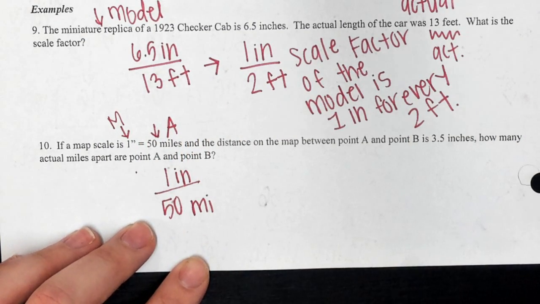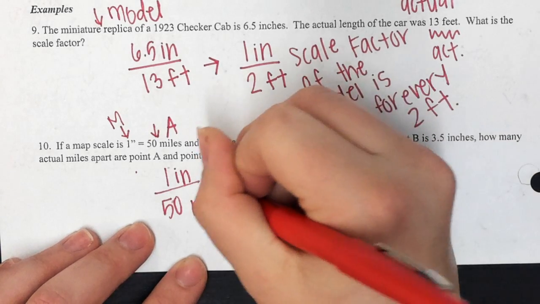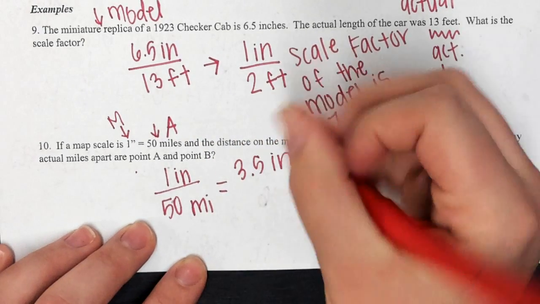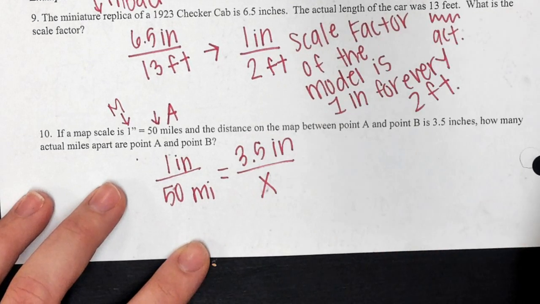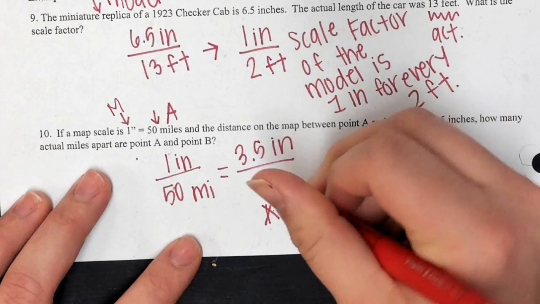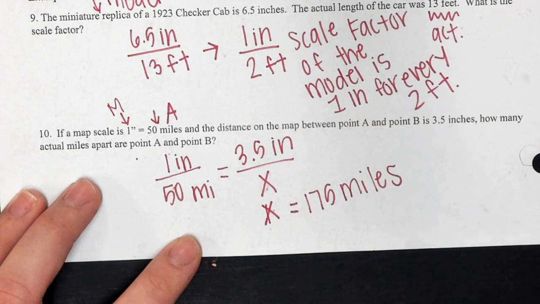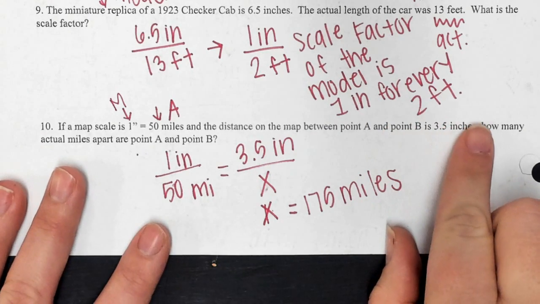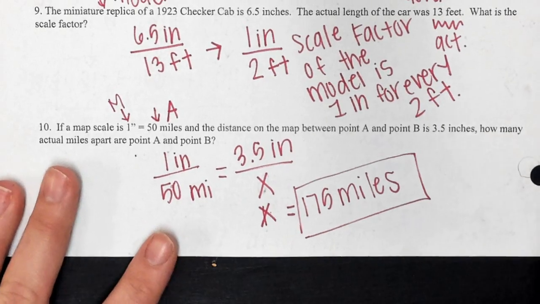Well, in between point A and point B is 3.5 inches. So I want to know, if I'm traveling 3.5 inches between A and B, how many miles am I actually moving? So cross multiply, 1x, which is really just x, is equal to 175 miles. So in between point A and point B is 3.5 inches. Well, yes, but how many miles am I actually going to drive? 175.